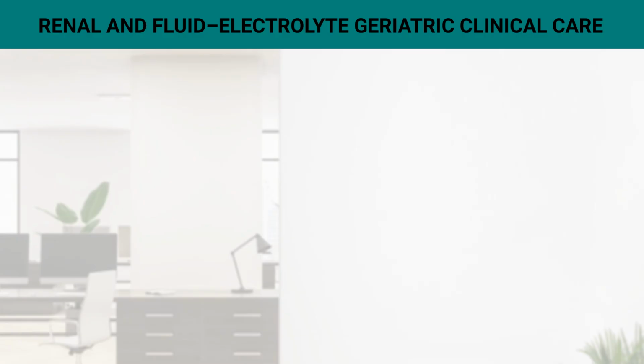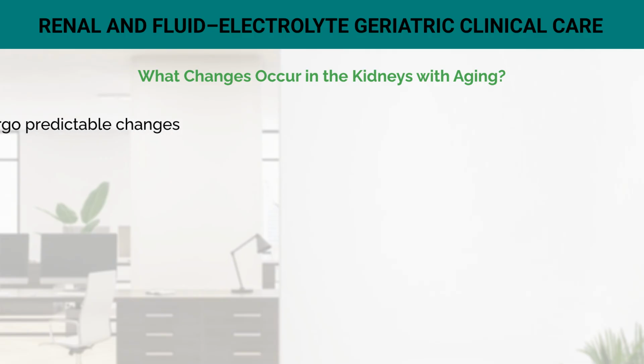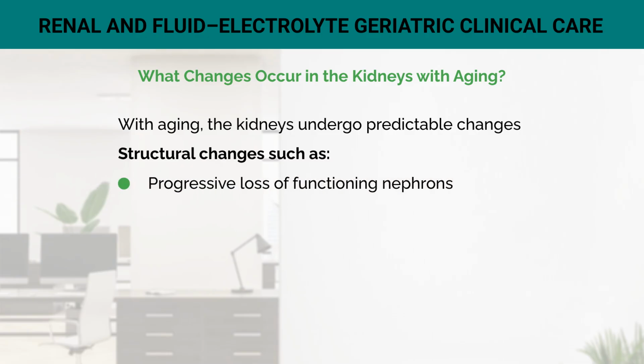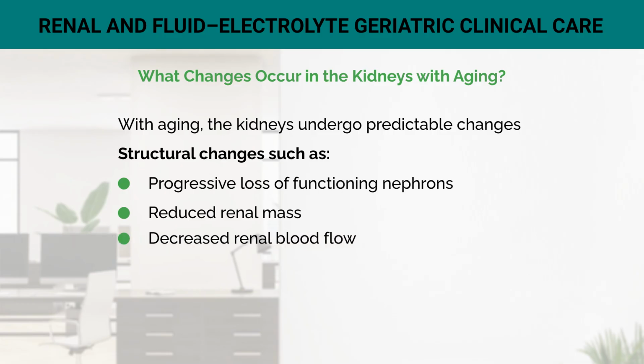Let's begin by knowing what changes occur in the kidneys with aging. With aging, the kidneys undergo predictable changes like: 1. Structural changes, such as progressive loss of functioning nephrons, reduced renal mass, decreased renal blood flow.